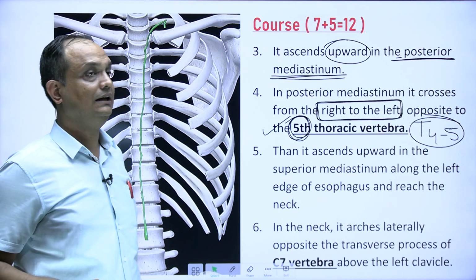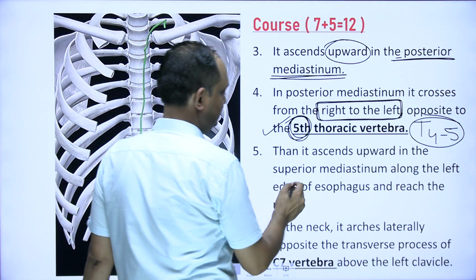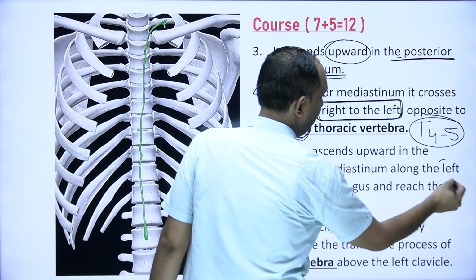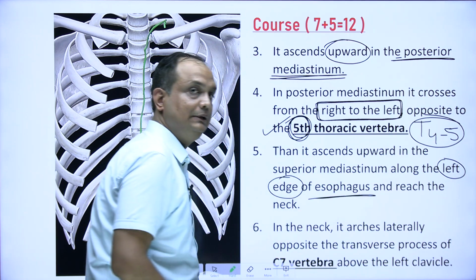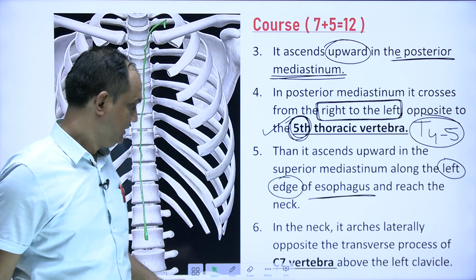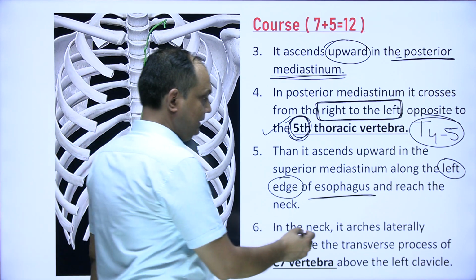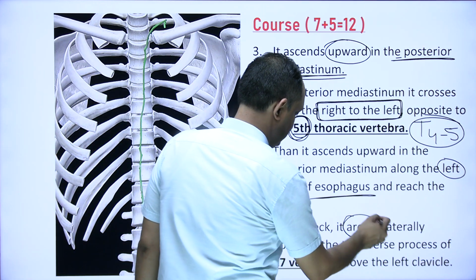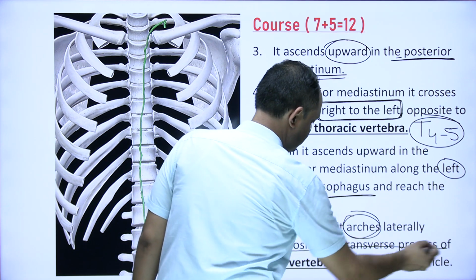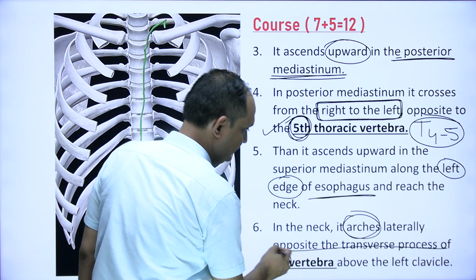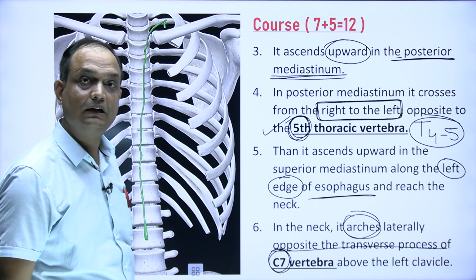Then it ascends upward in the superior mediastinum on the left side of the esophagus, and ultimately it reaches the neck. In the neck region, it makes an arch laterally, opposite the transverse process of the C7 vertebra, above the left clavicle.